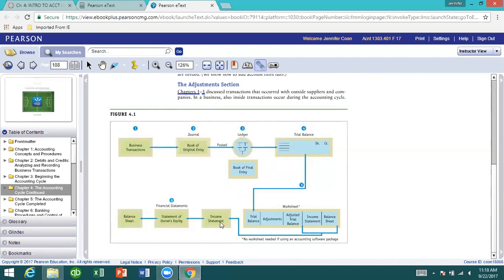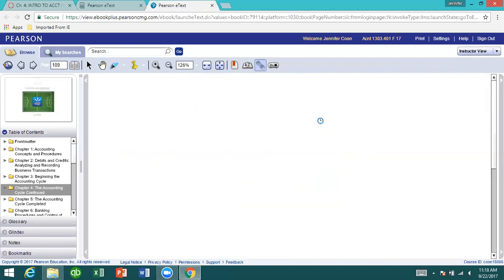So remember, we have 3 financial statements. They have to be prepared in order. We have income statement, statement of owner's equity, and balance sheet. They flow from one to the other, so that's why they have to be prepared in order.